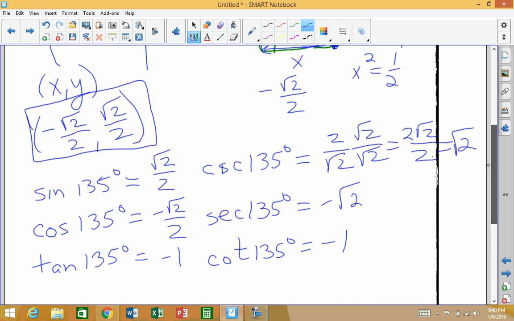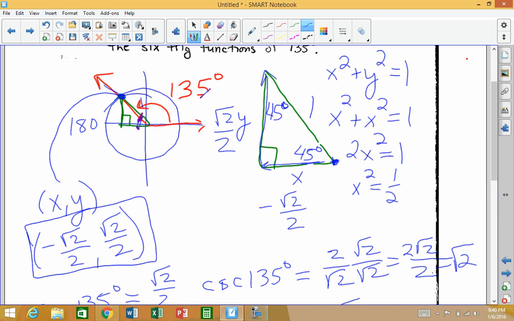Now that will change depending on the direction. As you saw here in ours, 135 was over in quadrant 2, so the horizontal was negative and the vertical was positive. So if it was in quadrant 3, they'd both be negative. If it was in quadrant 4, it'd be the opposite of what we had. We had positive square root of 2 over 2 and negative square root of 2 over 2.